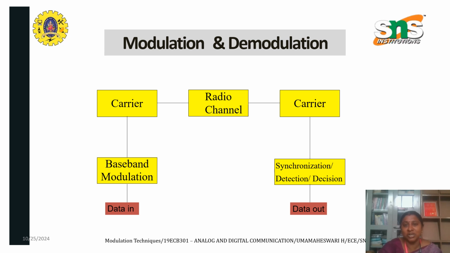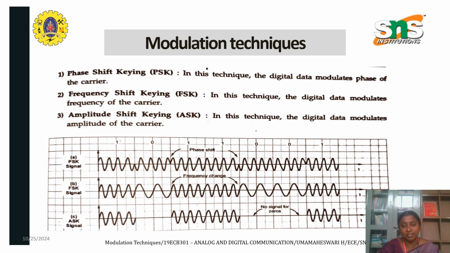This is the modulation and demodulation diagram. Basically, we first give the input data to the baseband modulation, then it is given to the carrier, then to the radio channel, then to the carrier, and to the synchronization or detection, and finally to the output, and we will receive the output data. These are the various modulation techniques, and the representations are displayed here.